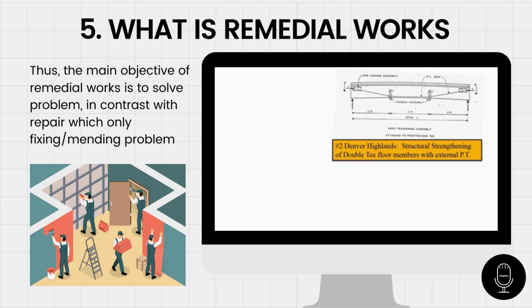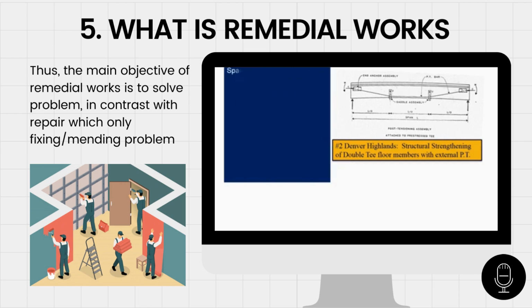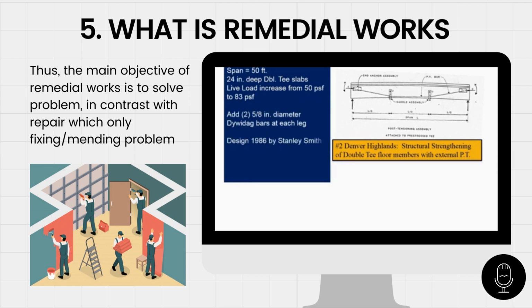This shows a section of this double T leg. The bars across here are Dywidag bars, and you see the shape of this is to pull up on the double T so that we can increase its capacity. Span was 50 feet, 24-inch deep double T's, live load increased from 50 pounds per square foot to 83, which was for filing area loads.